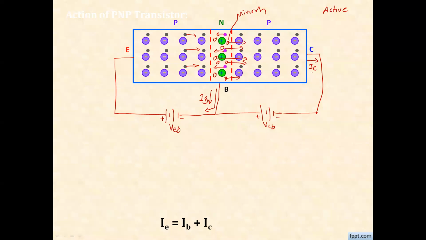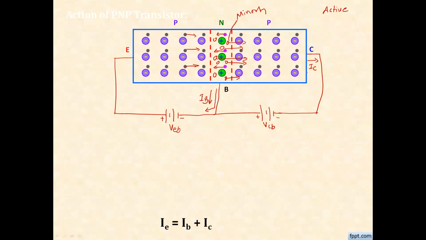Now I make the sentence like that. Before that, I made the sentence like this: the direction of current is opposite to the direction of free electrons. And now in terms of the PNP type of transistor, I say that the direction of current is in the same direction as the hole.